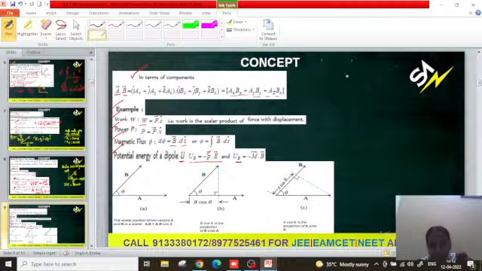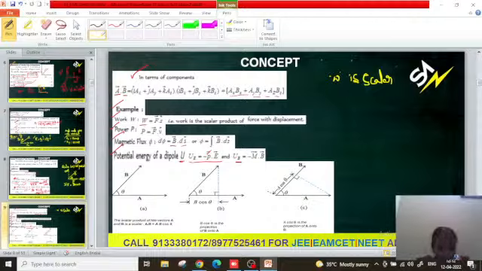And keep in mind, the dot product of any two vectors gives a scalar quantity. So you can say work done is a scalar. Similarly, power is a scalar. Magnetic flux is a scalar quantity. Potential energy of a dipole is also a scalar quantity. It is given by the dot product of two vectors.